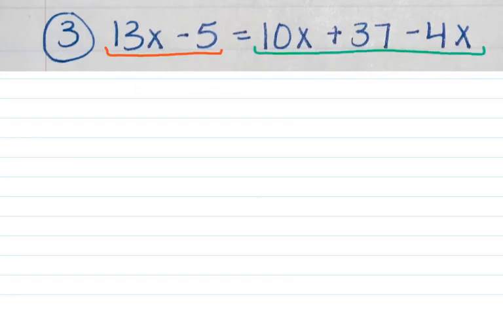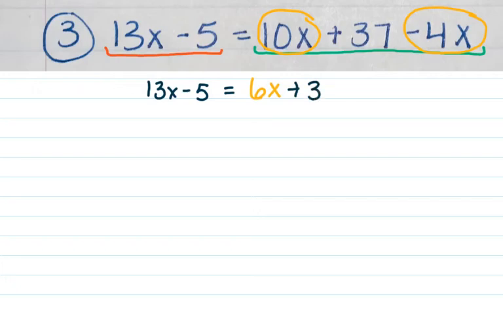On the right, I have like terms. I've got 10x and negative 4x. So the first thing I need to do is put that together. I'm going to have 13x minus 5 equals, and then 10x minus 4x is 6x. So we get 6x plus 37.